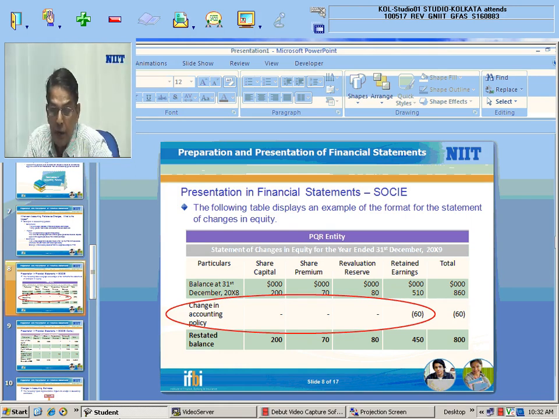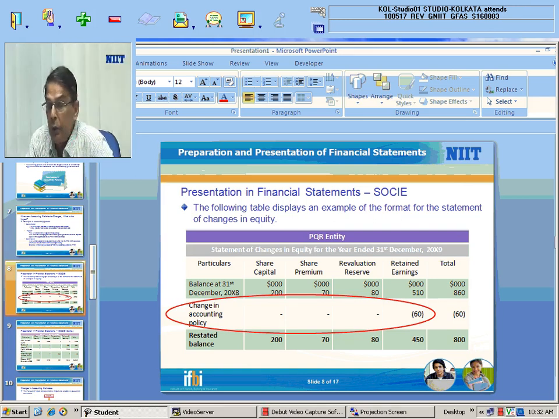Thus, the practical impact of this is that the corresponding amounts or comparatives presented in the financial statements must be restated as if the new policy had always been applied. The impact of the new policy on the retained earnings prior to the earliest period presented should be adjusted against the opening balance of the retained earnings.